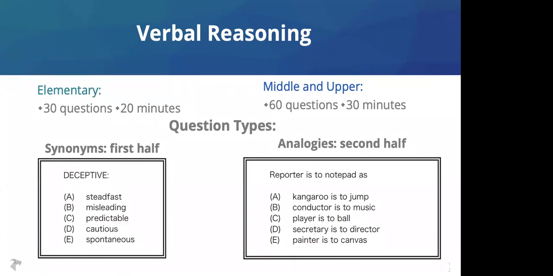The verbal reasoning section has 2 types of questions, synonyms and analogies. The first part of the section is made up of synonym questions, and the second part of the section consists of analogy questions. So on the slide, you can see we have an example of the synonym question. For example, deceptive is a synonym of which of the following choices, and you pick the correct answer choice there. And analogies look like this. Reporter is to notepad as, and then you have to select the analogy that has the same relationship as reporter does to notepad.